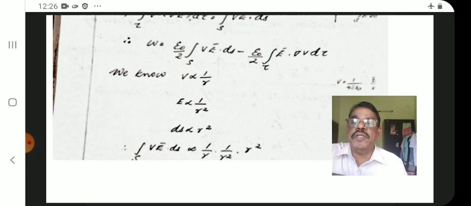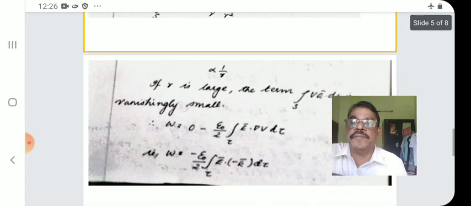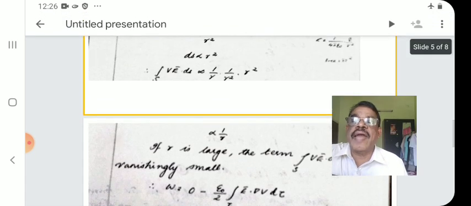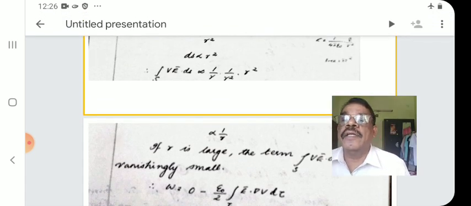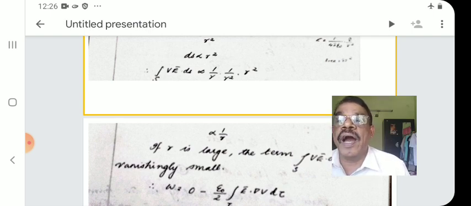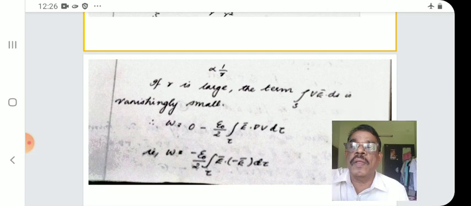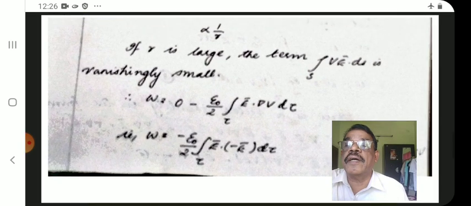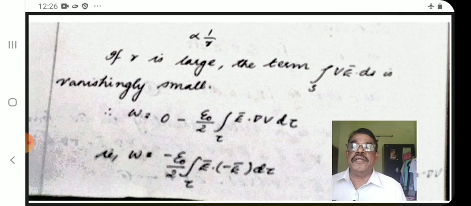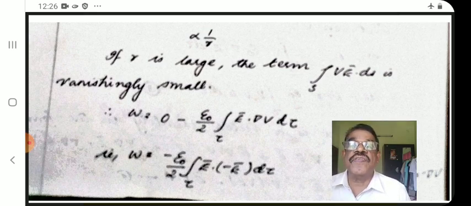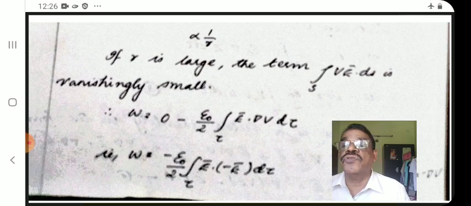Then we have an argument here. You look here. On cancellation, we can say integral V ds is proportional to 1 by R because R square and R square cancel. Therefore, if R is large, the first term, the RHS of the above equation, the term surface integral V E dot ds is negligibly, vanishingly small.